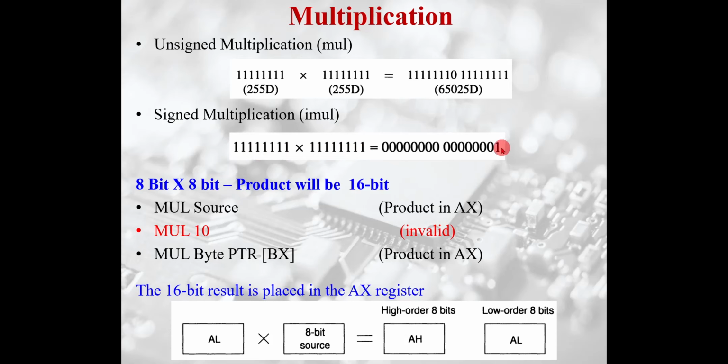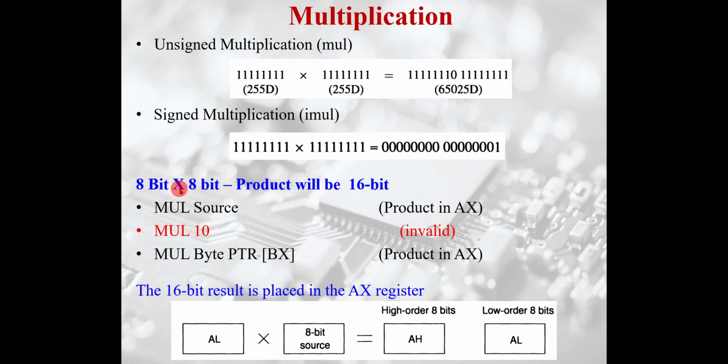So the processor has to use a different algorithm or different hardware to get these two different results, right? That is the reason in 8086 we have two different instructions for multiplication. This is for unsigned and this is for signed. Let's take some examples and things will be clear.